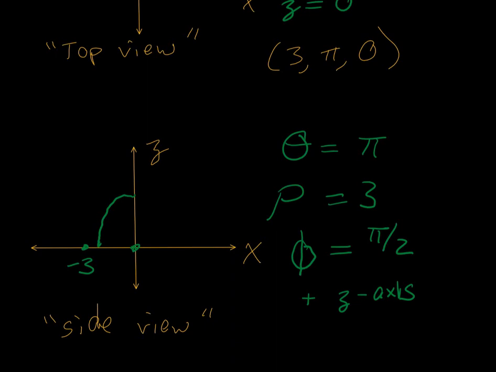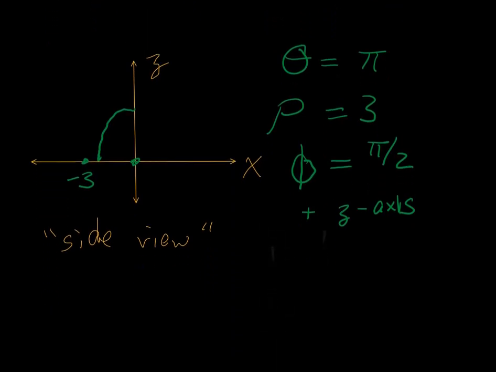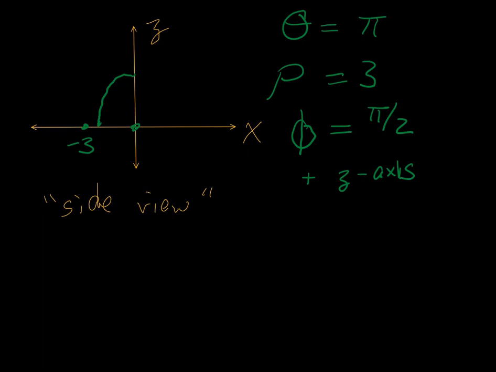Anyway, when the dust settles, the spherical coordinates for this point are going to be: the radius from the origin is 3, theta does not change and is pi, and phi is pi over 2.